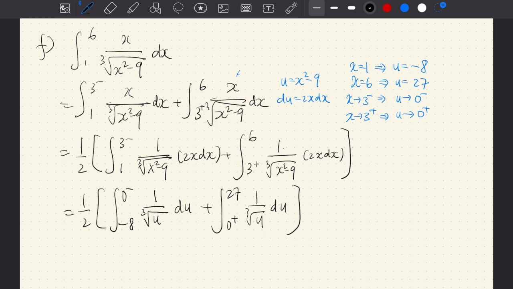So we can use the power rule to get the antiderivative of 1 over cube root of u, because 1 over cube root of u is just 1 over u to the 1/3, which is u to the negative 1/3. Okay, so you can use the power rule and get u to the 2 over 3 and 3 over 2.